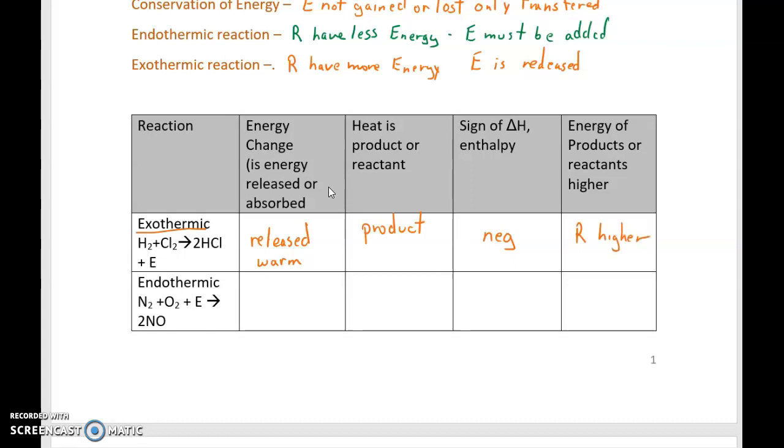Okay, endothermic reactions. Energy is absorbed. And these reactions feel cold. And as you might guess, there are fewer endothermic reactions than exothermic reactions. Heat is considered a reactant. It goes into the reaction. The delta H is positive, and the energy of the products is higher. And that's all for this chapter.